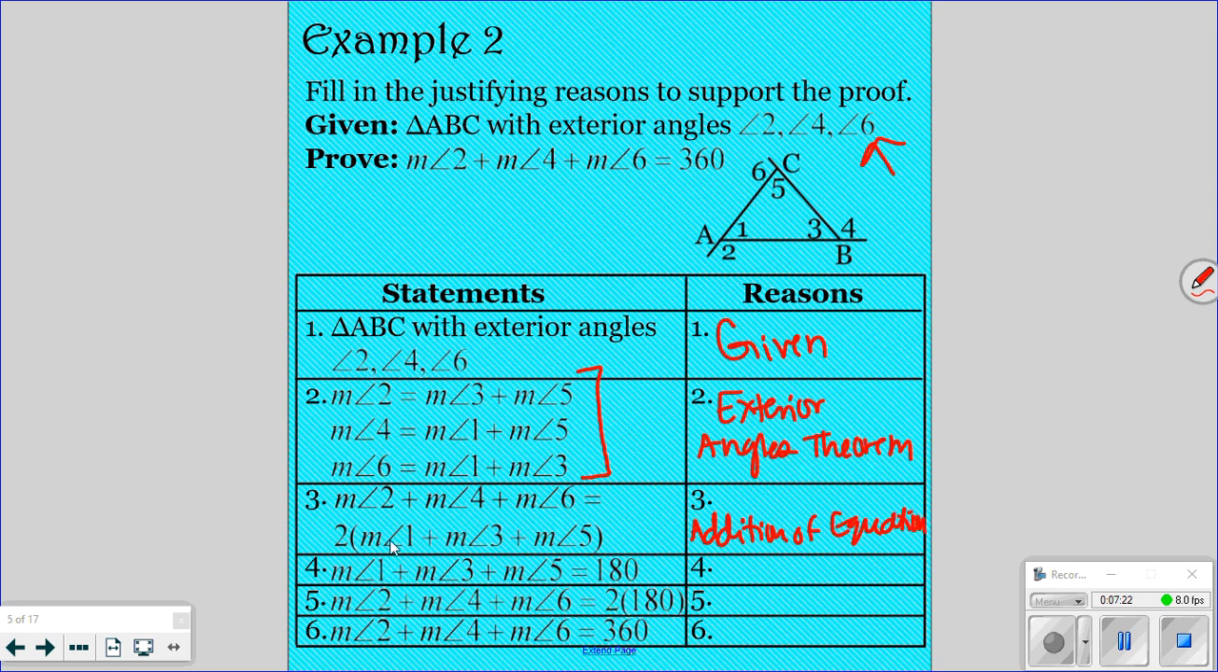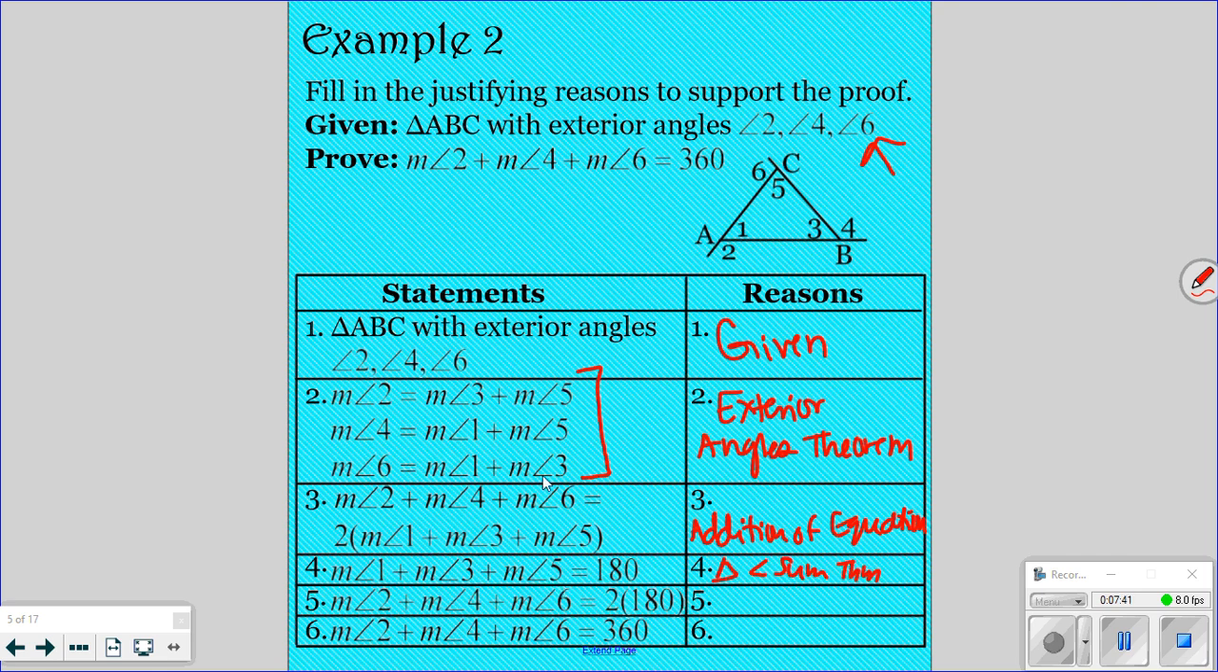Okay, and now here, angle 1, angle 3, and angle 5 equal 180 degrees. Well, how do we know that 1, 3, and 5 add up to 180? That's from the triangle angle sum theorem. Those three have to add up to 180.